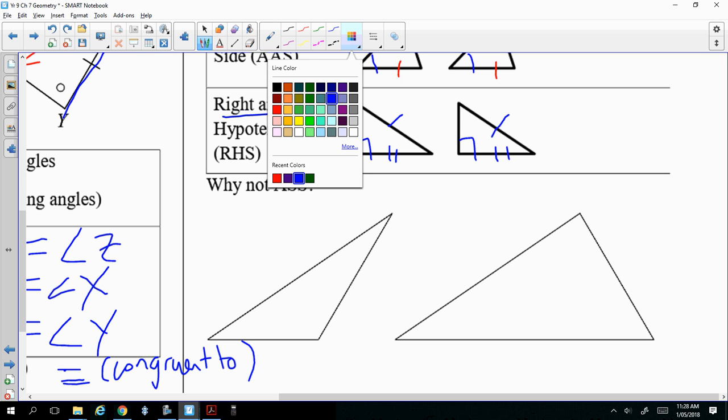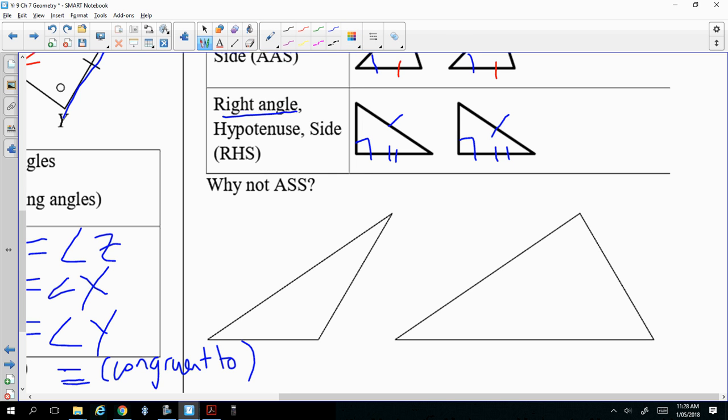So we have two sides are equal. These two sides are equal. These two angles are equal. But yet they look different. They look different. So that's why ASS is not a valid congruent test, because you can draw two triangles which satisfy two angles equal, two sides equal, but they're not congruent.